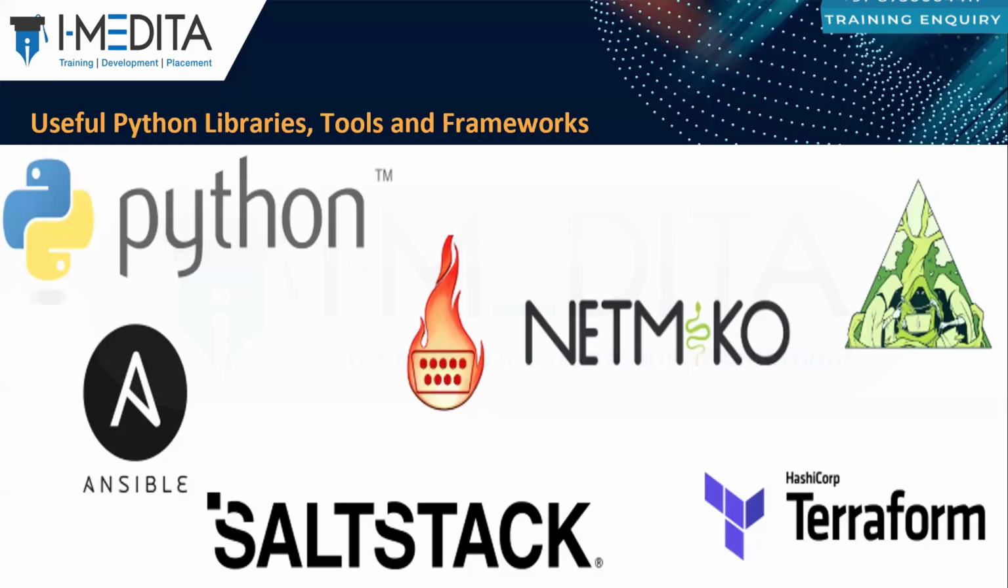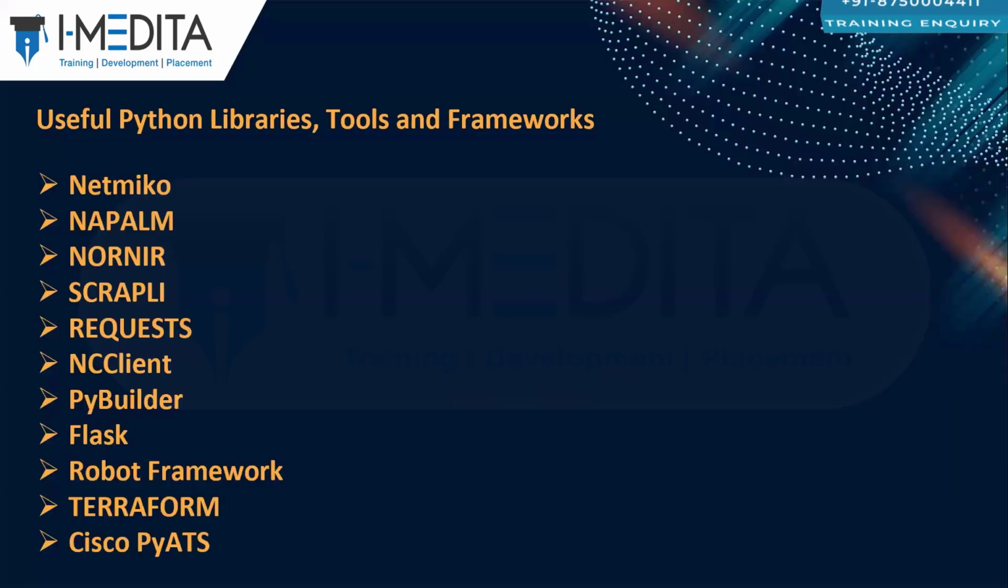I always take an example: when the wheel has already been invented, you need to work on inventing other stuff. No need to go back in time and invent the wheel. The same goes with our languages. So what are the useful libraries and frameworks available to perform our normal automation tasks?